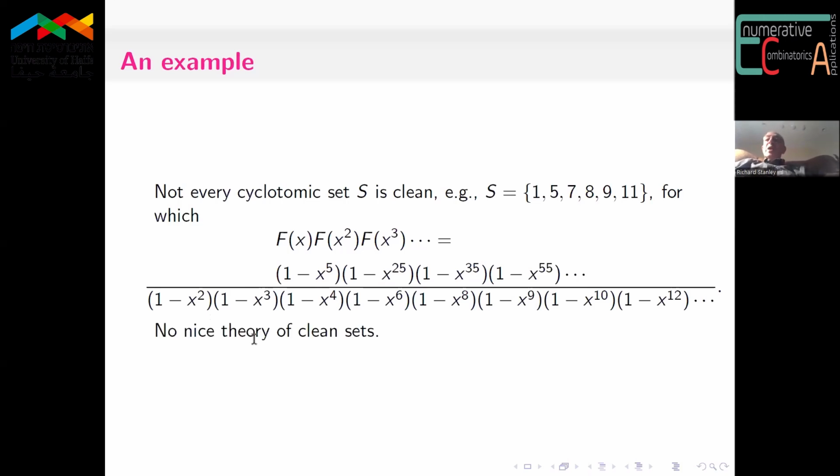Well, I don't have a nice theory of clean sets. There are some infinite classes I know, but otherwise you have to just take your cyclotomic set and check by brute force whether it's clean.